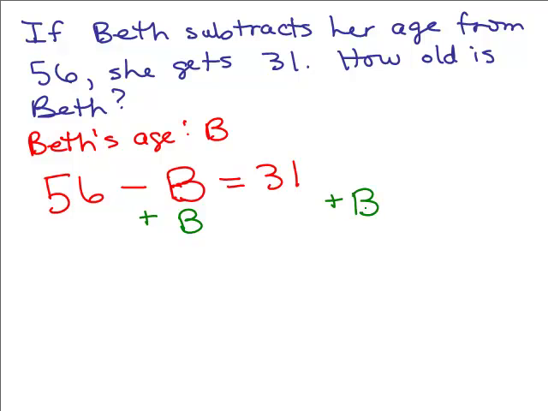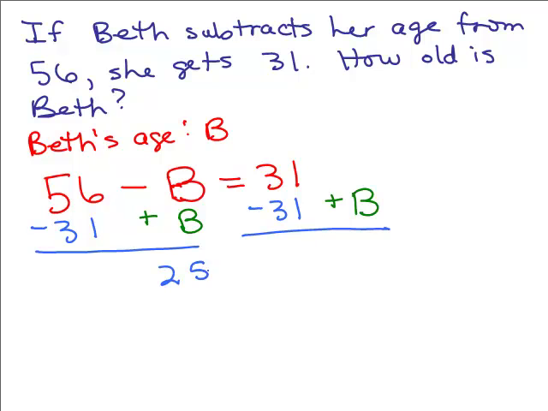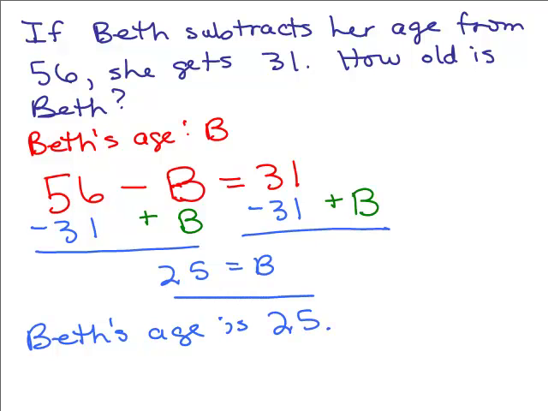At the same time, I'm going to subtract 31 from both sides so that I only have B on the right-hand side of the equation. All right, so what do we have here? 25 equals B. Now we're not looking for B, we're looking for Beth's age. So that should be our answer if we did it correctly. Beth's age is 25, or you could say Beth is 25 years old.